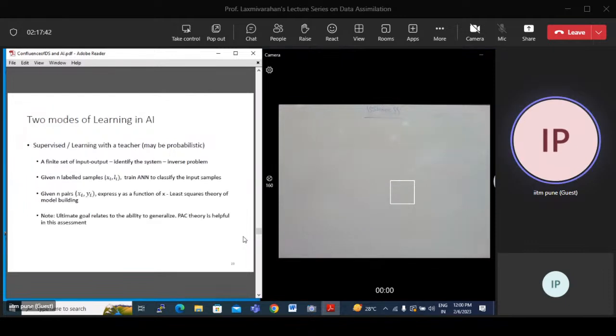That's it basically. So, 2 models of learning in AI. One is called supervised learning, or learning with a supervised teacher.